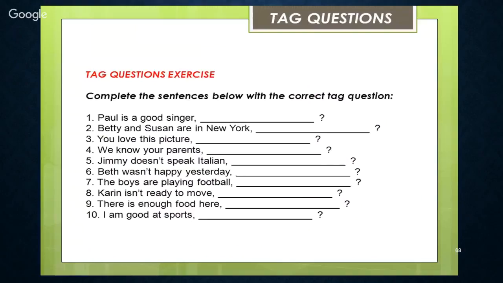Paul is a good singer, isn't he? Betty and Susan are in New York. Betty and Susan is plural, so it becomes they. So aren't they? You love this picture. There is no auxiliary verb. We use the correct form of the auxiliary do. So you love this picture, don't you? We know your parents, don't we? Jimmy doesn't speak Italian, does he? Beth wasn't happy yesterday, was she? The boys are playing football, aren't they? Karen isn't ready to move, is she? There is enough food here, isn't there? I'm good at sport, aren't I?